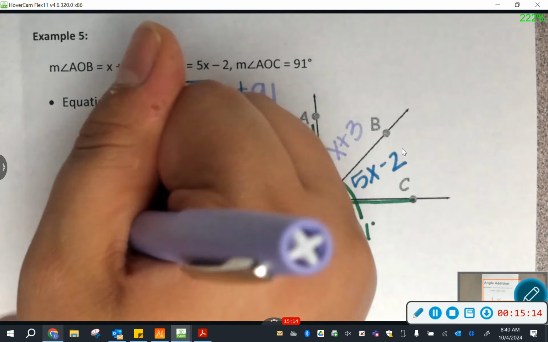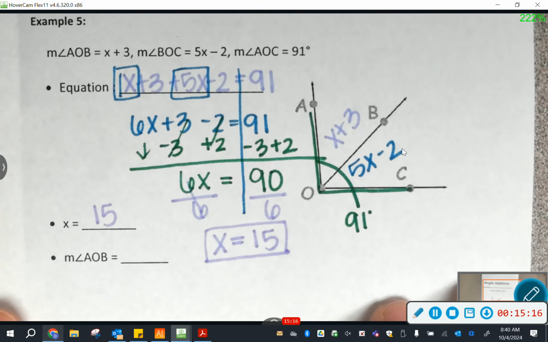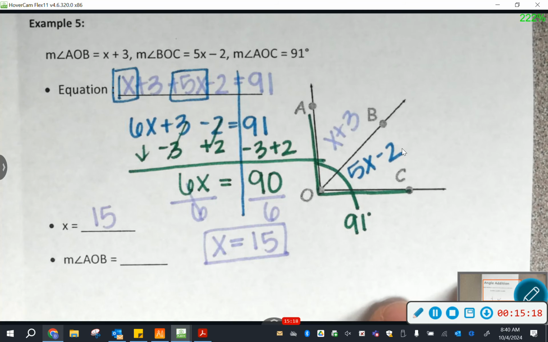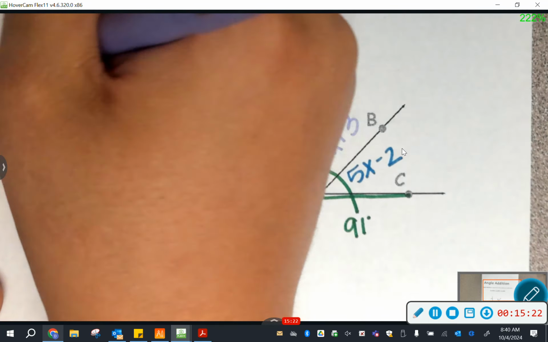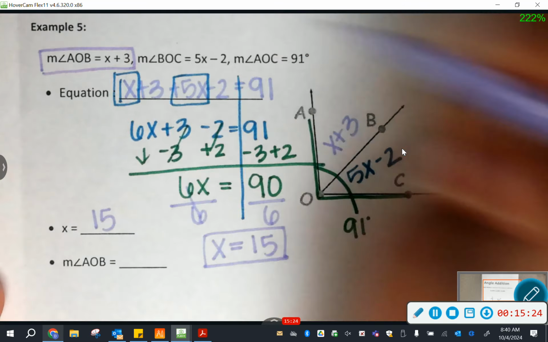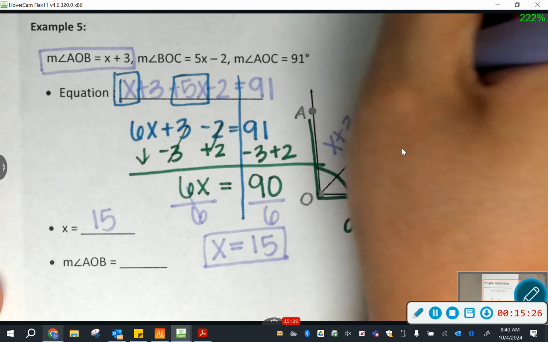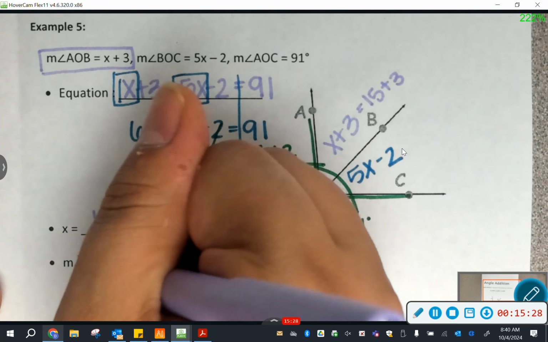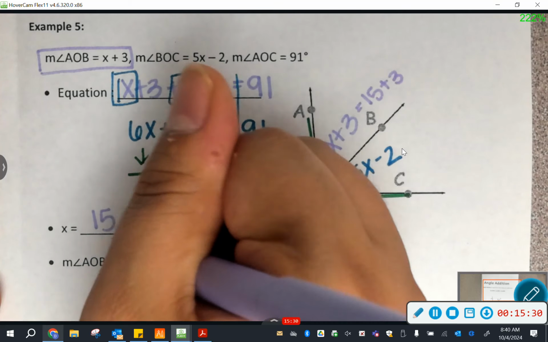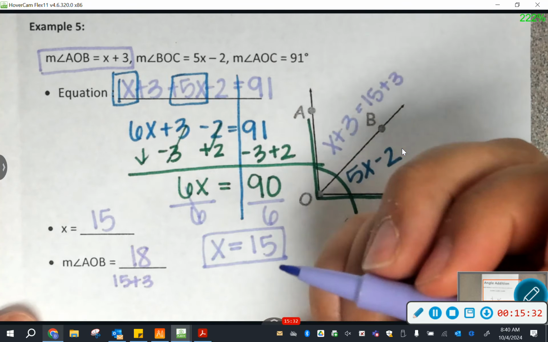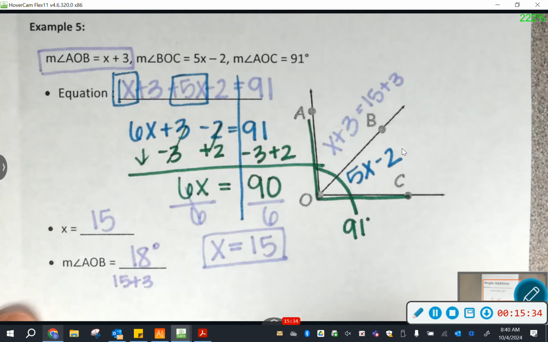Double check in your calculator that your brain's working on all cylinders. And then again, this time, what's AOB? X plus 3. What is 15 plus 3? 18. What am I missing? Degrees.